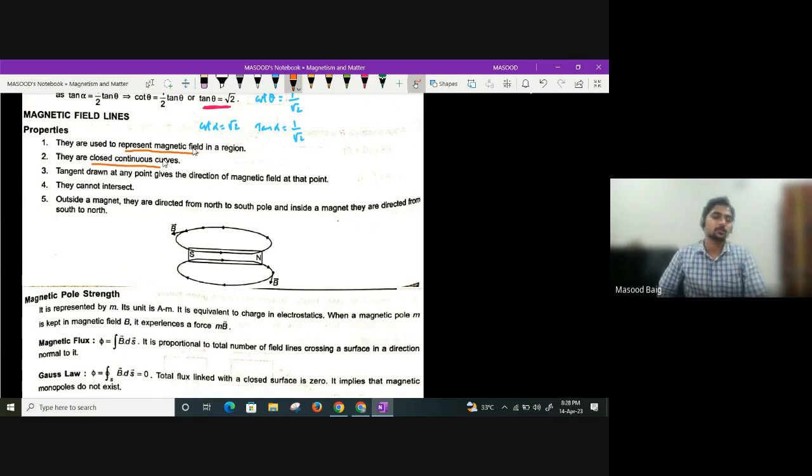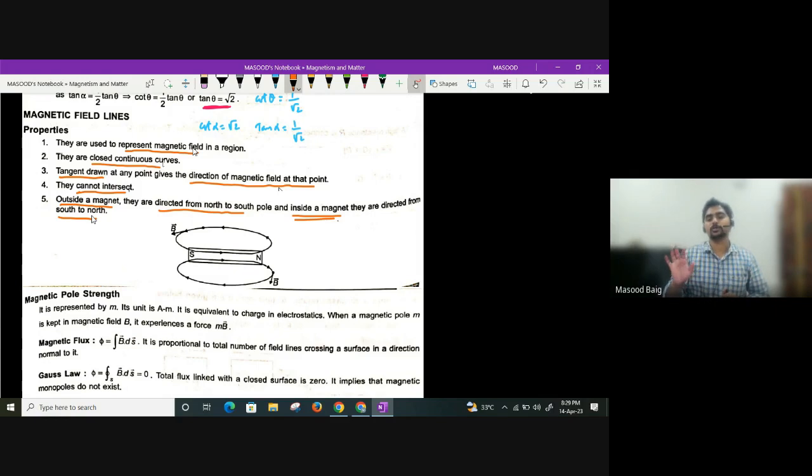If you want to find direction of magnetic field at any point, what will you do? You will draw a tangent. The tangent drawn will give us direction of magnetic field at that point. And no two magnetic field lines can intersect, because when they are intersecting, we'll have two directions of magnetic field, which is not possible, guys. Outside the bar magnet, they are directed from north to south, and inside a magnet, they'll be directed from south to north. Clear, all of you? These are basic properties of magnetic field lines.